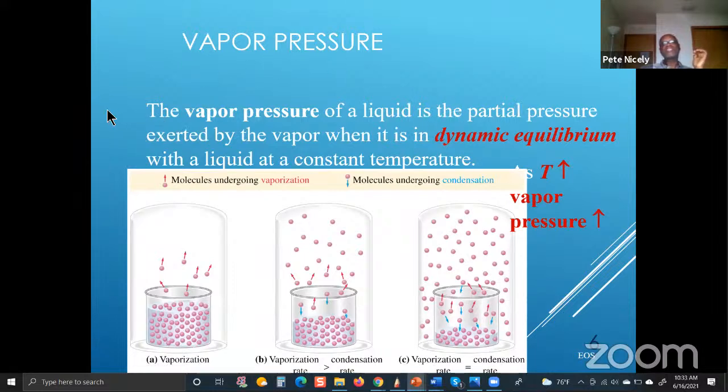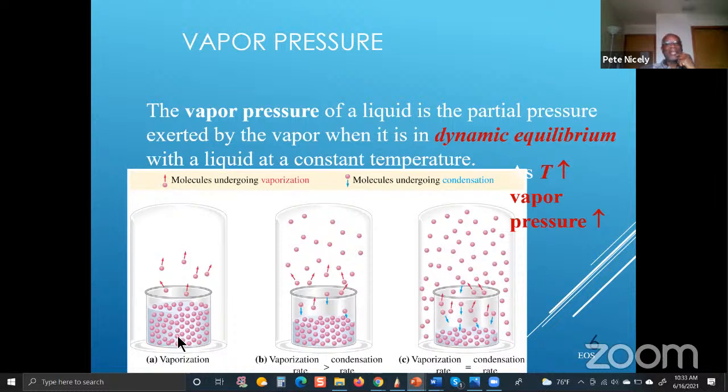What is vapor pressure? It is the partial pressure exerted by a vapor when it is in dynamic equilibrium with a liquid at constant temperature. So to demonstrate what we're talking about here, let's say we have a liquid in this beaker right here, and we cover that with a jar, all right? So no vapor can escape from outside the jar.